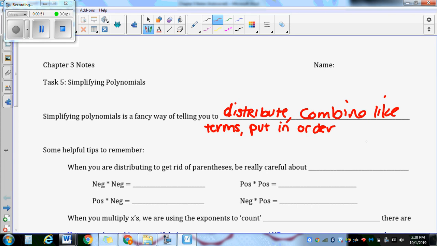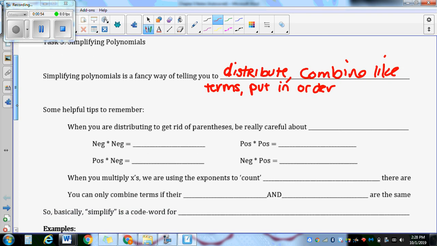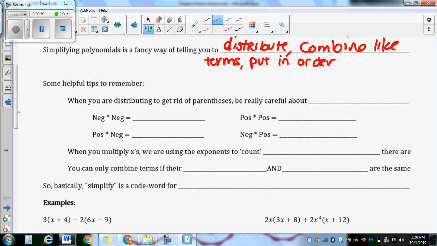So we know most of these rules already, but let me just hit some of the big ones. When you're distributing to get rid of parentheses, be really, really careful about negatives. They really love to be tricky with those negatives. A negative times a negative is a positive. A positive times a positive is also a positive. But if you have a positive and a negative, then you get a negative. If you have a negative and a positive, you still get a negative. So just be really careful of that when you're distributing, that you're keeping track of your signs.